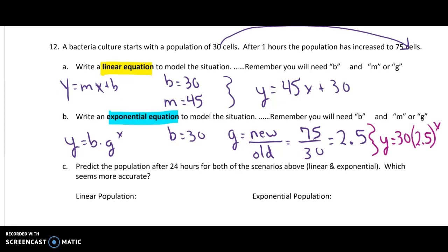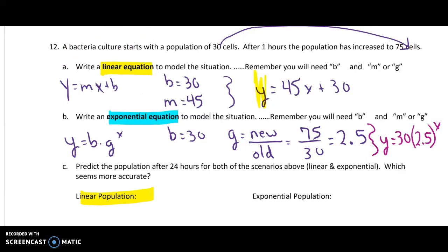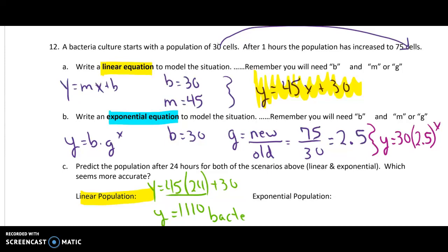So now what we're going to do is we're going to use our two equations to answer the questions. So we're going to start with the linear. Okay, so for the linear, we want to use this equation up here. So we want to predict what the population is after 24 hours. So I'm going to take that 24 and I'm going to put it in for x. So it'll be y equals 45 times 24, and I'll be adding 30. Order of operations, you could just type this in your calculator, but you would do your multiplying first. When you're done, you should get 1,110, and that's how much bacteria we should have.